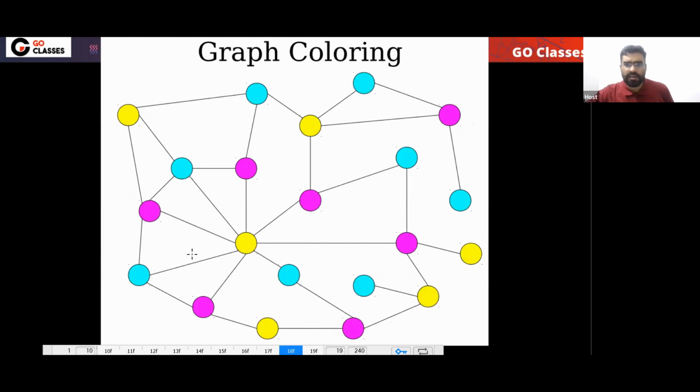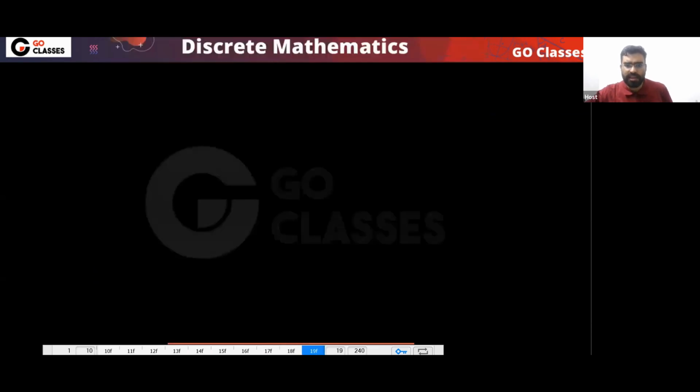You can notice this is a graph coloring. In this diagram, you can notice that the adjacent vertices have different colors. For example, these two vertices are adjacent, they have different colors. These two vertices are adjacent, they have different colors. These are not adjacent, so they can have the same color. These two are also not adjacent, so they can have the same or different colors. We don't care. But remember, adjacent vertices should get different colors. These two are adjacent, they have different colors. So is the definition clear?